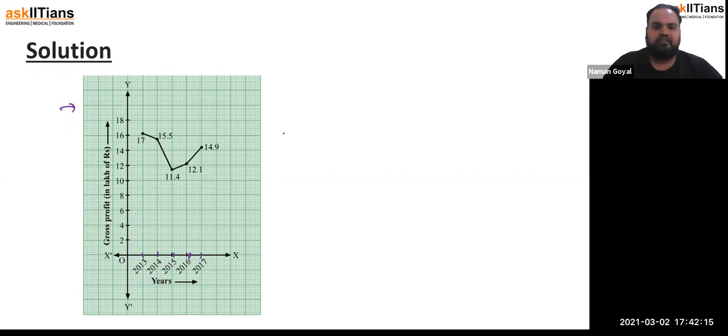Now if you see the data, for 2013 it is 17. So from 16 to 17, 10 blocks are there. So this is 17. We have to draw like this. We got this graph. Are you getting my point?